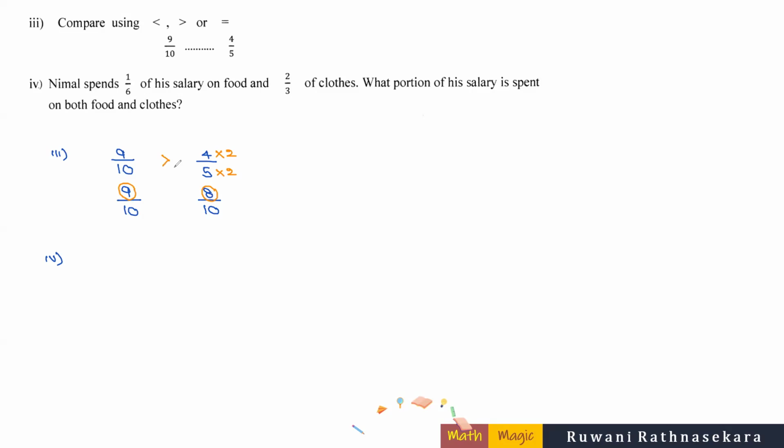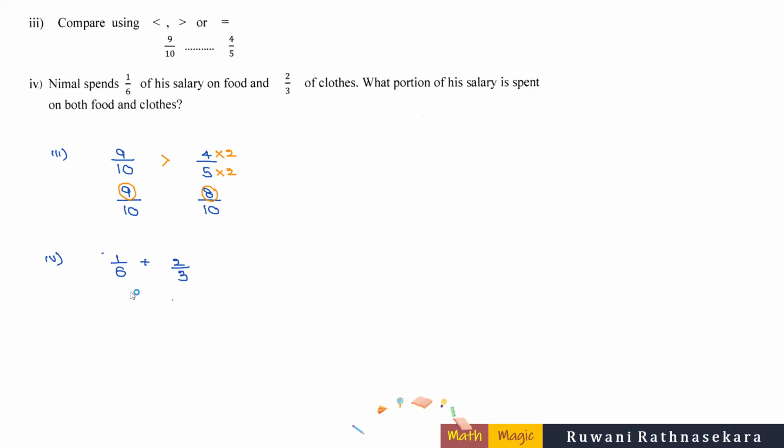The fourth question. Nimal spends 1/6 of the salary on food and 2/3 on clothes. You have to find the portion he spent for both of these purposes, 1/6 for food and 2/3 for clothes. Now, to find the total expenses as a fraction, you have to add them, right? In addition, it's compulsory to equal the denominators.